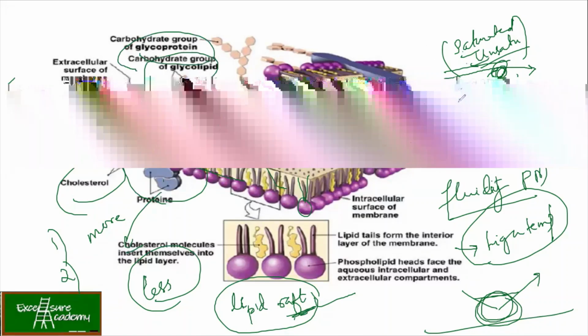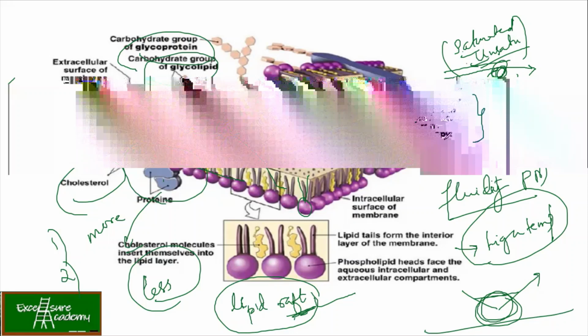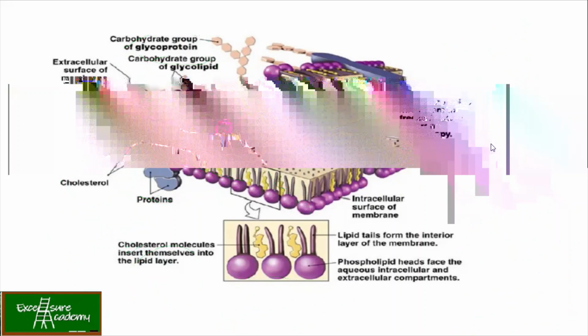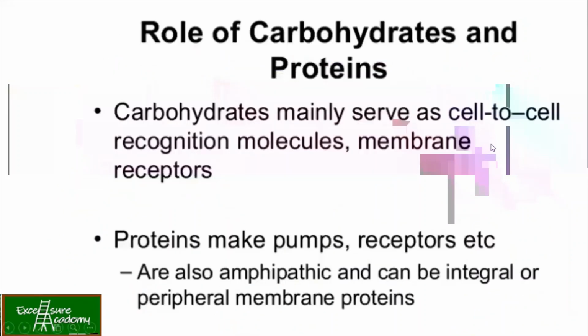Okay. Now, to understand the plasma membrane structure, you need to know the technique known as freeze fracture electron microscopy. So I'll be taking this in separate lecture. So just remember what is this freeze fracture electron microscopy. So we'll be discussing about this. Now let's talk about the role of the carbohydrates and proteins. So they are mainly to help in the cell-to-cell recognition.